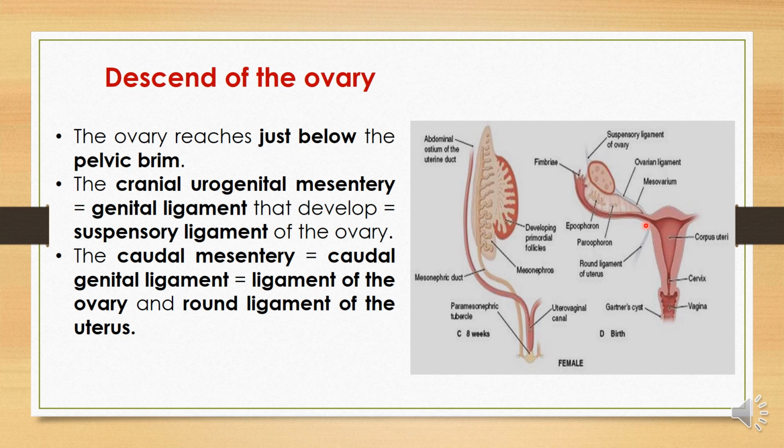You can see this is the ligament of the ovary and round ligament of the uterus. The caudal part of the mesentery forms the caudal genital ligament. The caudal genital ligament forms the ligament of the ovary and the round ligament of the uterus, while the cranial part of the urogenital mesentery forms the genital ligament that develops to form the suspensory ligament of the ovary. Thanks.